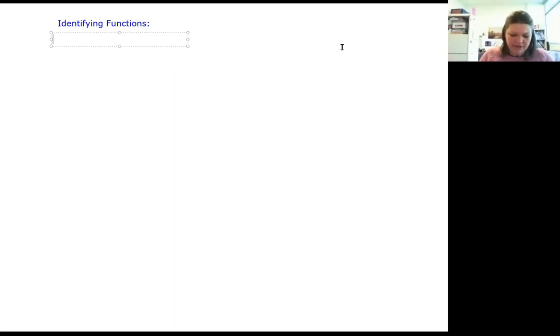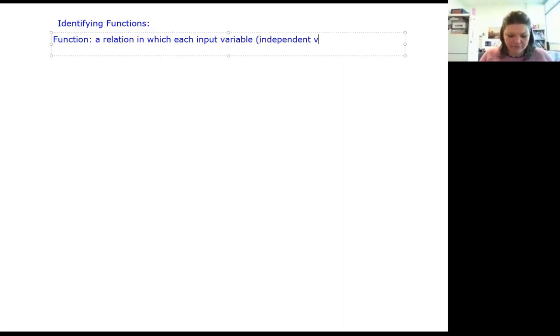So first, I'm going to just define what a function is. I'll give you a mathematical definition for it first, but then don't worry, I'll put it into English. A function is a relation in which each input variable has a lot of names. We often call this the independent variable.